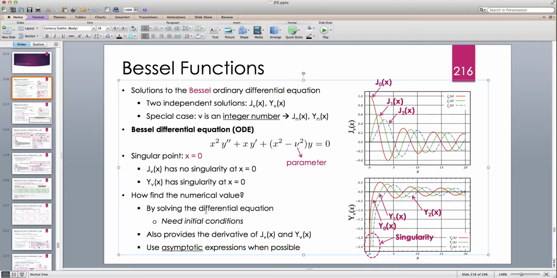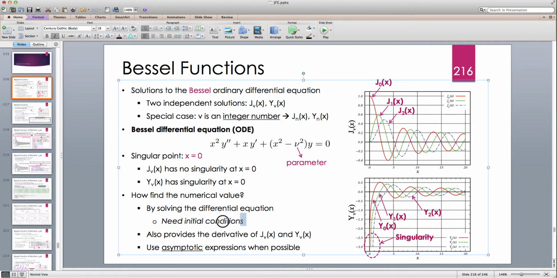So, right? And besides, when we need to solve the differential equation, which we already know how to solve, we need initial conditions, right? So the first question would be, what are the initial conditions? And this is a second order differential equation. So we need two initial conditions: the value of the function j nu or y nu at x equals 0, and the value of the first derivative, j prime and y prime, right?